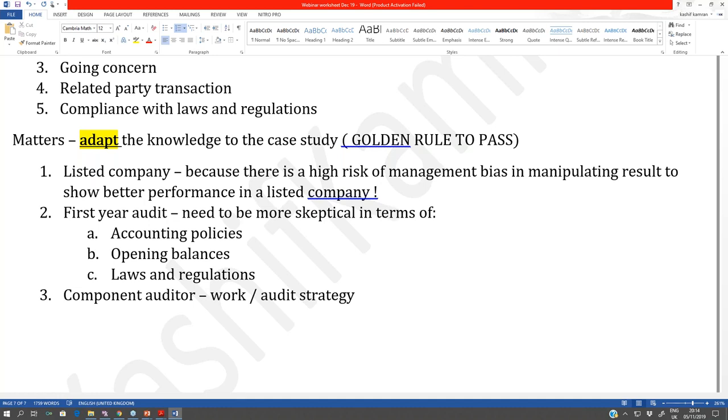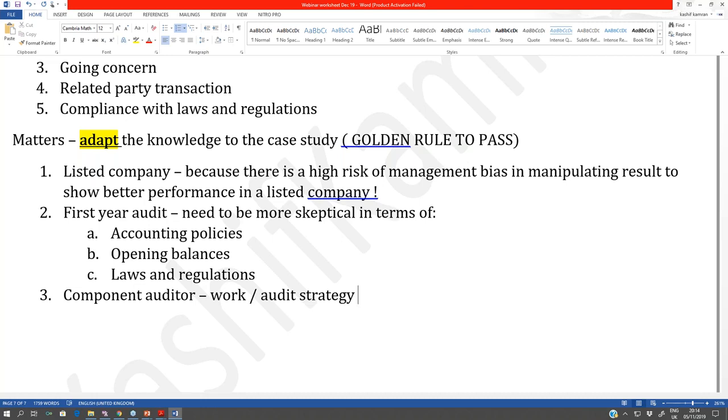So will you be able to continue this answer? I've given you the matters where I need to be more skeptical, but the rule of thumb is you need to read the case study. From within the case study, you will find a matter. If there is an accounting estimate given in a case study, you can write that matter as one where I need to be more skeptical. If there is a related party transaction in the case study, you can write related party transaction, because that will become a case specific matter.